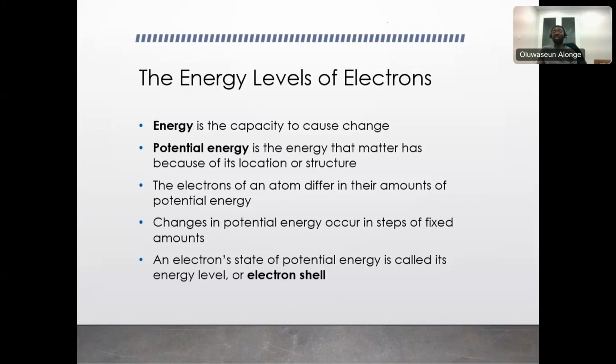The electrons of an element define the amount of potential energy, obviously, and changes in potential energy are going to occur in steps of fixed amount. Now, an electron's state of potential energy is called its energy level or electron shell. So I'm going to show you that now.